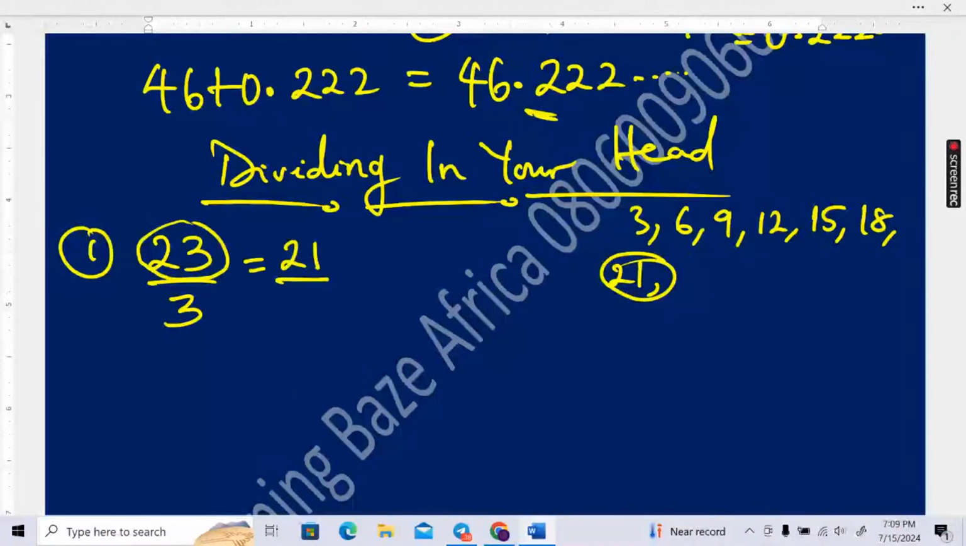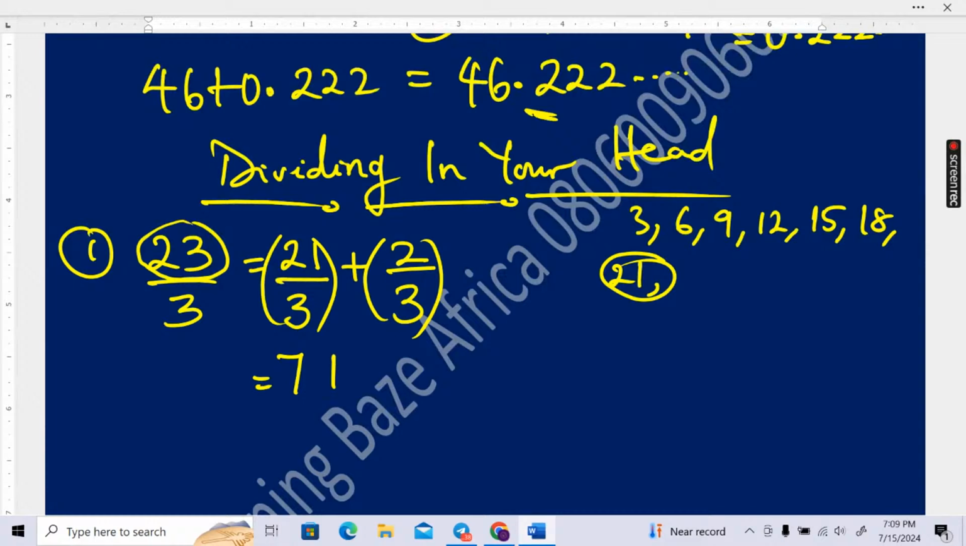So when you subtract 21 from 23, you're left with 2. That's plus 2 over 3. So you can see the way I've split it: 21 divided by 3 plus 2 over 3. So 21 divided by 3 is 7. Plus, now tell me what 2 over 3 is in decimal expansion.